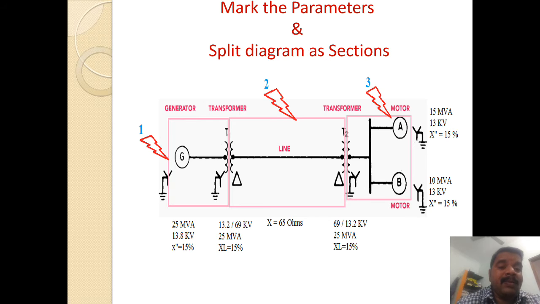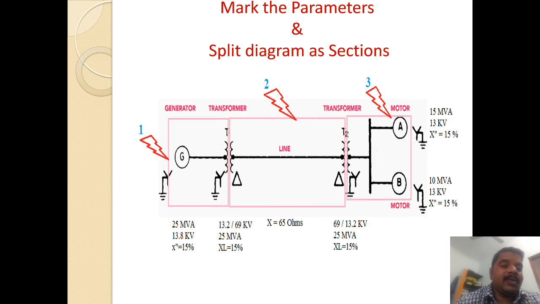Keep it in mind: depending upon the ratings, we write the values. For the generator, 13.8, so we are choosing the primary of the transformer T1 as 13.2. Transformer T1 secondary has 69 kilovolt. Depending on that, the transformer T2 primary we choose as 69 kilovolt. Then the transformer T2 secondary is 13.2 kilovolt.